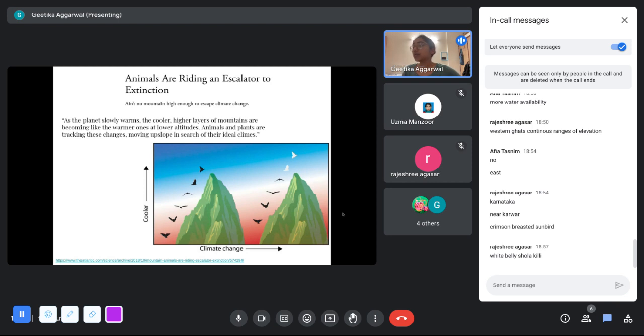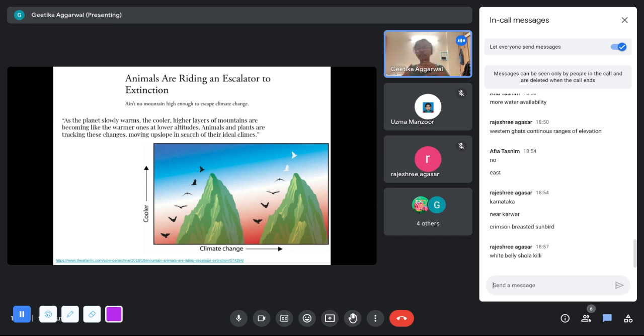But as you can see in this image, and as you can make out from here, escalator to extinction, because the species in the lower ranges can move on to the higher ranges, but where are the species found at the top of the mountains going to go? They are basically going to go extinct because they have no place else to go. And since they have these intruders coming from the lower levels of the mountain, they may get outcompeted.